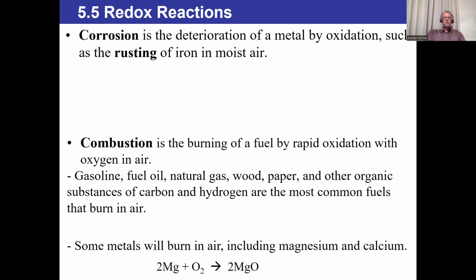Some examples about redox reactions. Corrosion is the deterioration of metal by oxidation, such as the rusting of iron in moist air. The reaction of rusting of iron: Fe with oxygen results in iron(III) oxide, Fe2O3. Another example of a redox reaction is combustion.